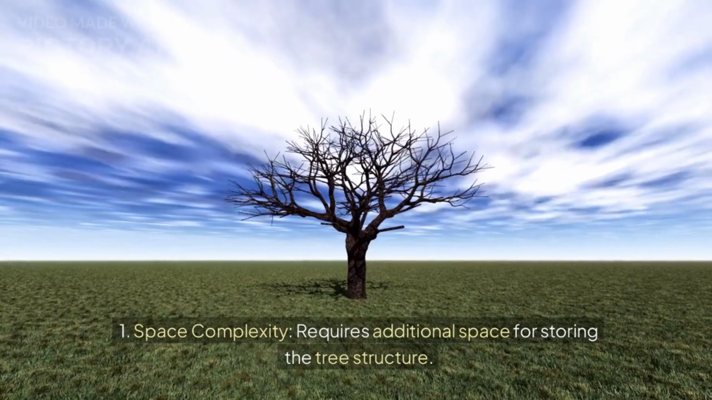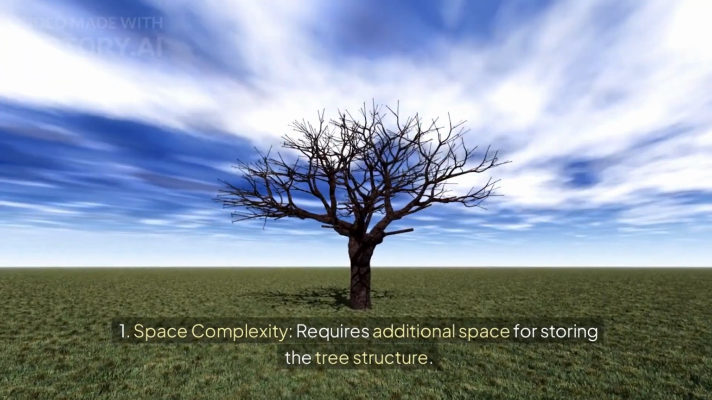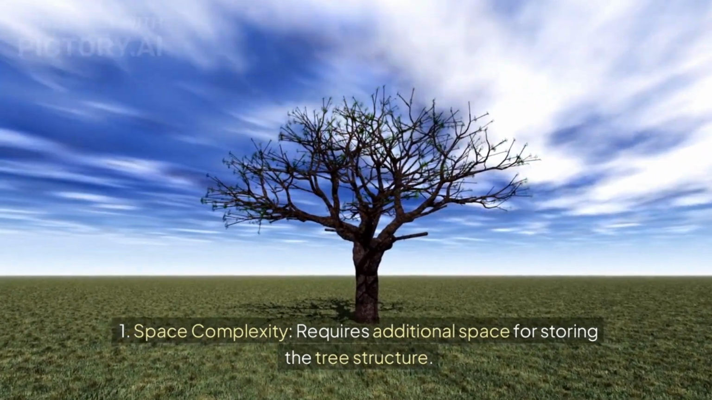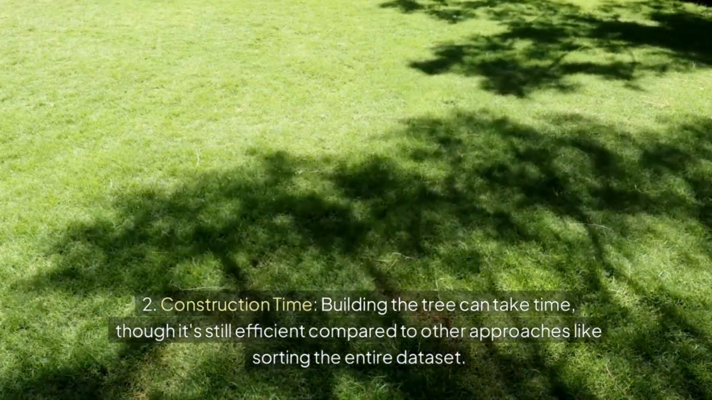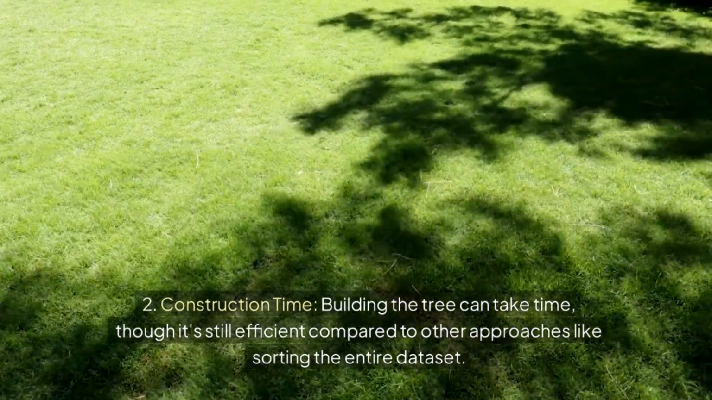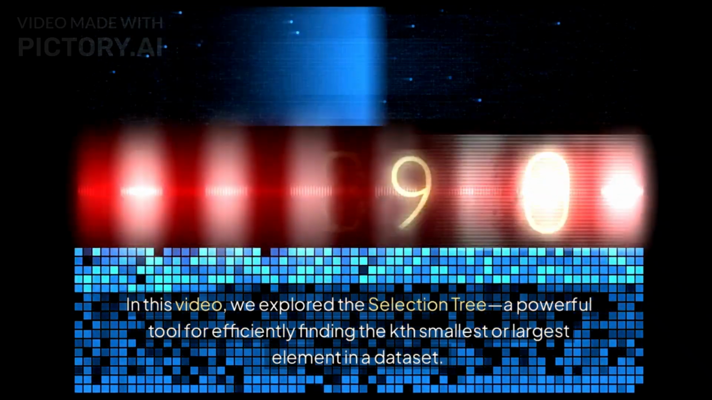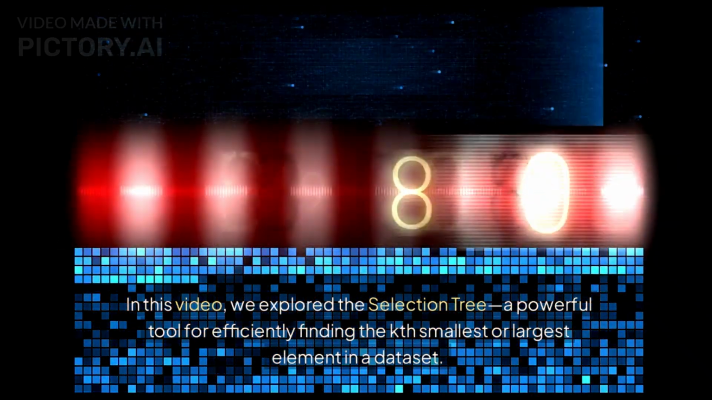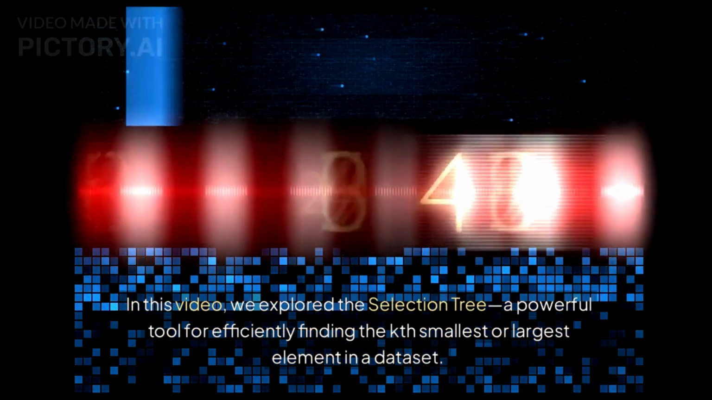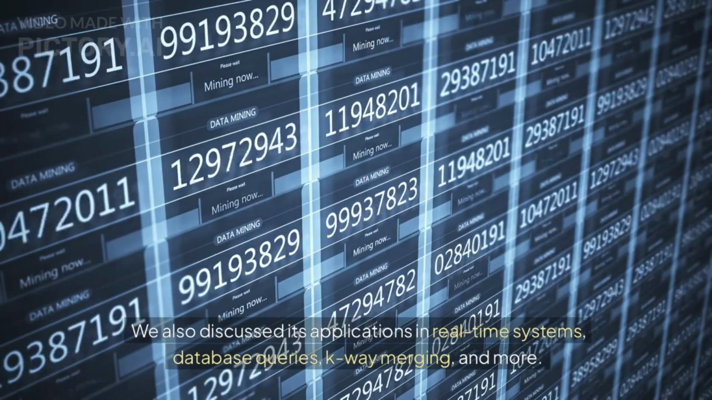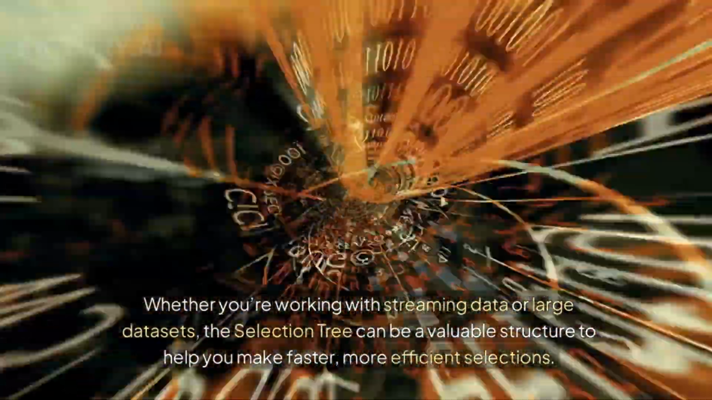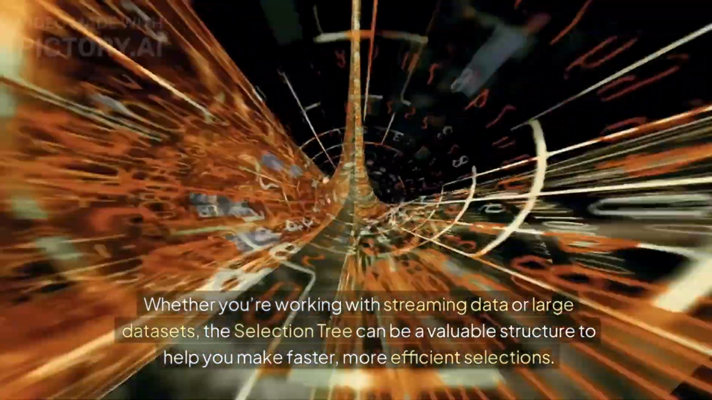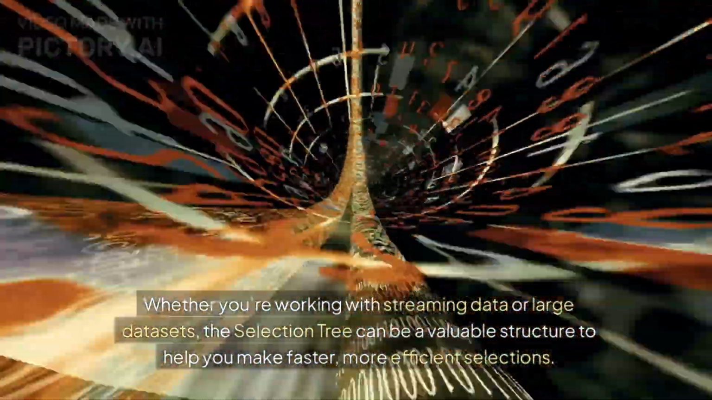Limitations. 1. Space complexity. Requires additional space for storing the tree structure. 2. Construction time. Building the tree can take time, though it's still efficient compared to other approaches like sorting the entire dataset. In this video, we explored the selection tree, a powerful tool for efficiently finding the kth smallest or largest element in a dataset. We also discussed its applications in real-time systems, database queries, K-way merging, and more. Whether you're working with streaming data or large datasets, the selection tree can be a valuable structure to help you make faster, more efficient selections.